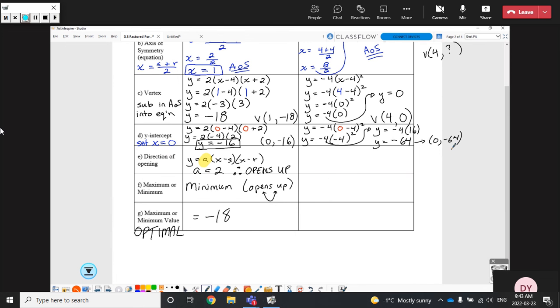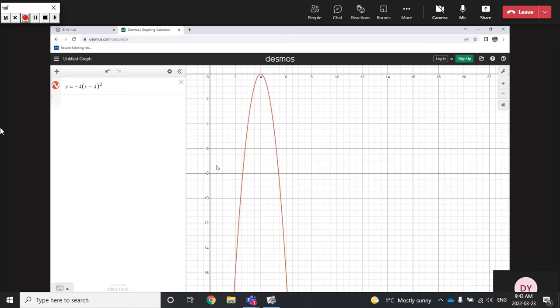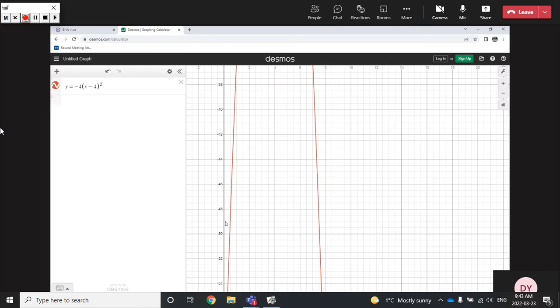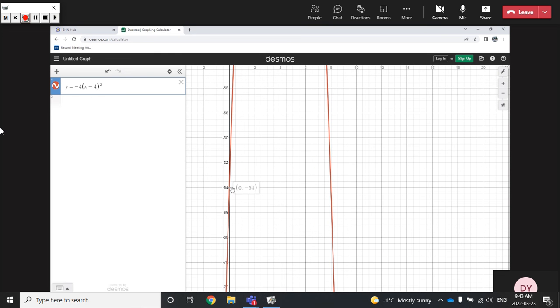Let's go ahead and double check that. That seems a little wild, doesn't it? Oh, okay. And Desmos is so good. Look, it kind of knows. Like it looks like it might be up there, but Desmos is like, no, no, no, no. This is the one you're looking for. Beautiful. That makes me feel a little bit better.